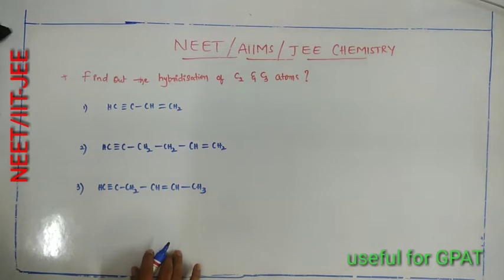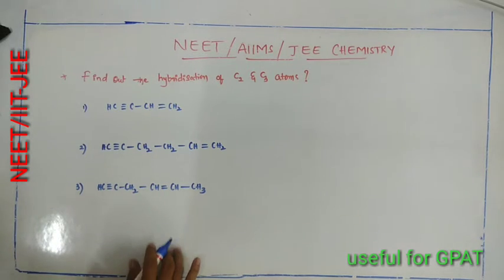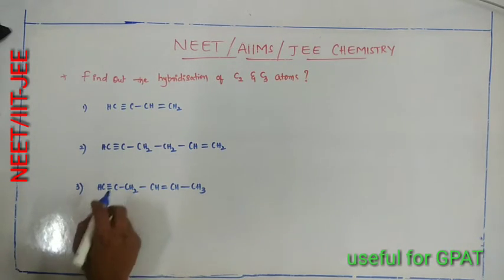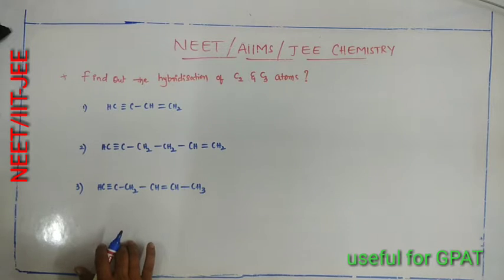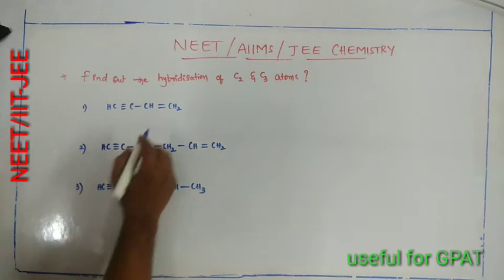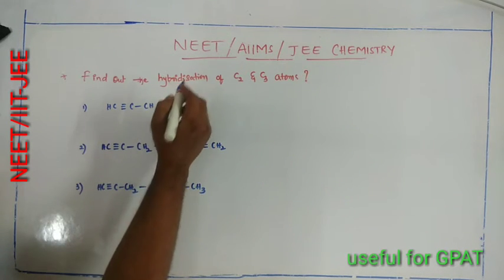Find out the hybridization of C2 and C3 carbon atoms. In this question, first we have to find out the C2 and C3 atoms, then later we need to find out the hybridization. According to the IUPAC rules, if double and triple bonds are present at the same position, we need to give importance to the double bond.